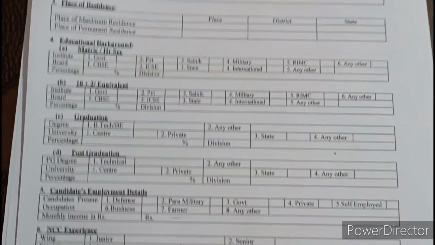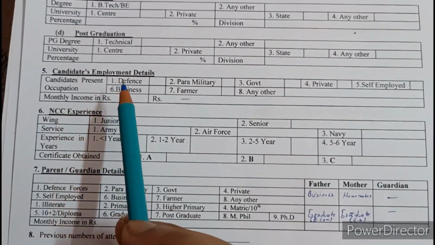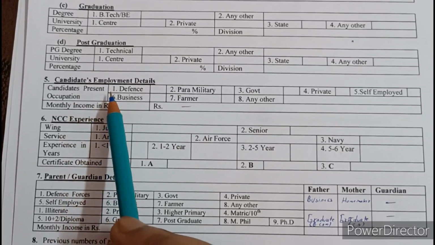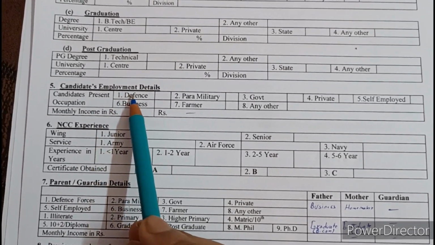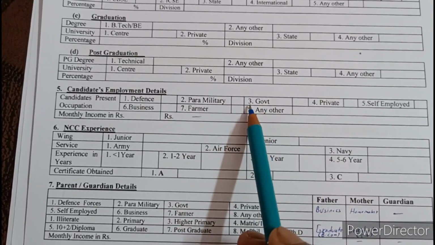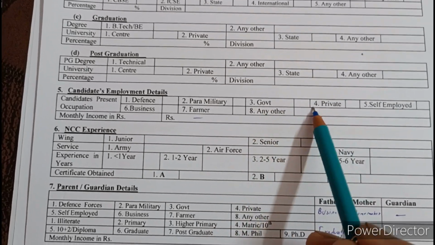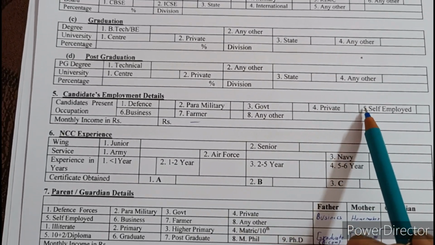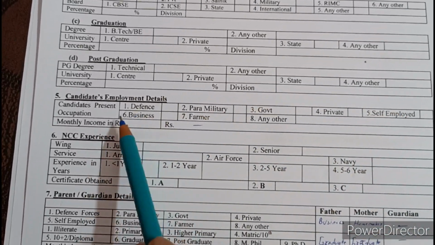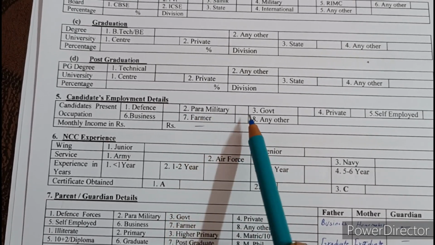Now we are moving to the fifth option. It is the candidate employment details. So you will write your present status. If you are in a defense force, then take the first option. If you are in the paramilitary force, take the second option. If you are in the government service, then take the third option. Private service, fourth option. If you are self-employed, doing something of your own, then take the fifth option. Business, sixth option. And farmer, seventh option.